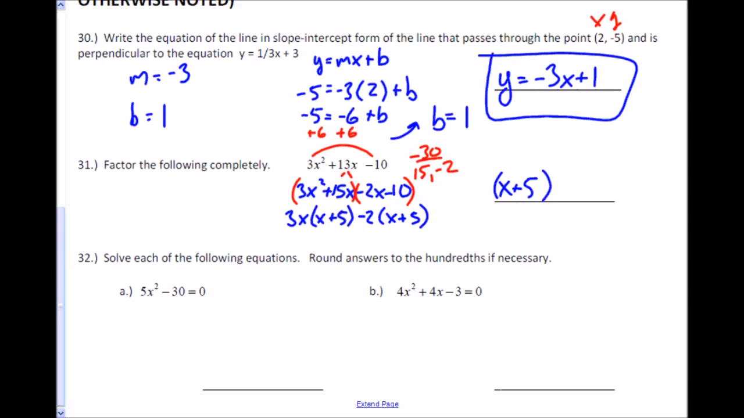So now my two factors are the x plus 5. It's the thing that I had in parentheses. And if I were to take that away, I'd be left with a 3x minus 2. So that's my other factor. Okay?